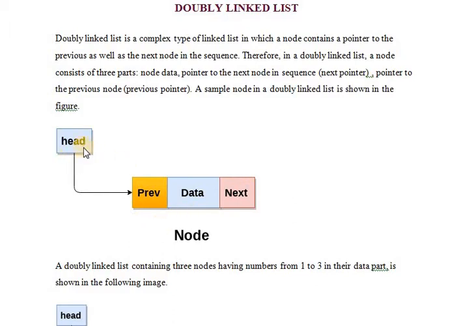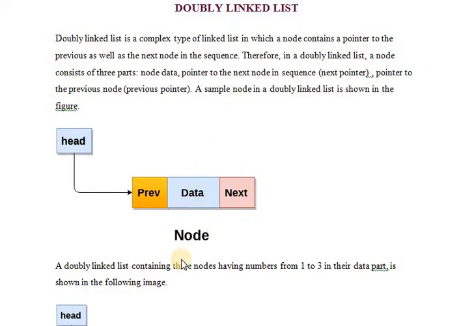So this is the head pointer, that is the starting pointer. Okay, see here, therefore in a doubly linked list a node consists of three parts. Node data, pointer to the next node in sequence. Sequence means next pointer, pointer to the previous node, previous pointer. So this is your previous pointer, this is your next pointer, and this is the data. In the singly linked list we have only two parts, one is data and the next pointer, but here we have another part, that is the previous pointer. So that is the main difference between the singly linked list and the doubly linked list.